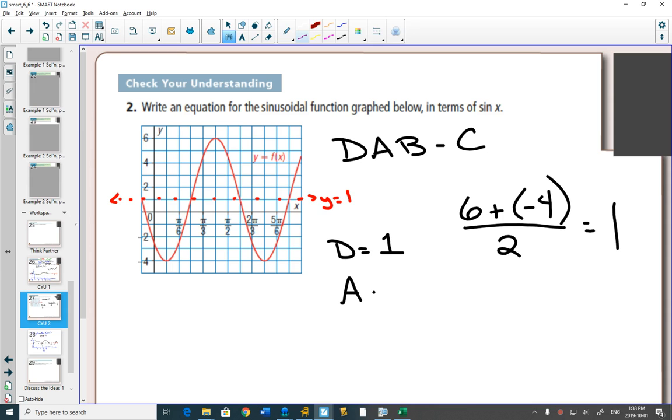Well, what did our a value do? When we graphed, we used our amplitude to find our maximum and our minimum. So now I've got my center line at 1. If my maximum is at 6, how much did I go up? I went up 5, so my amplitude needs to be 5.